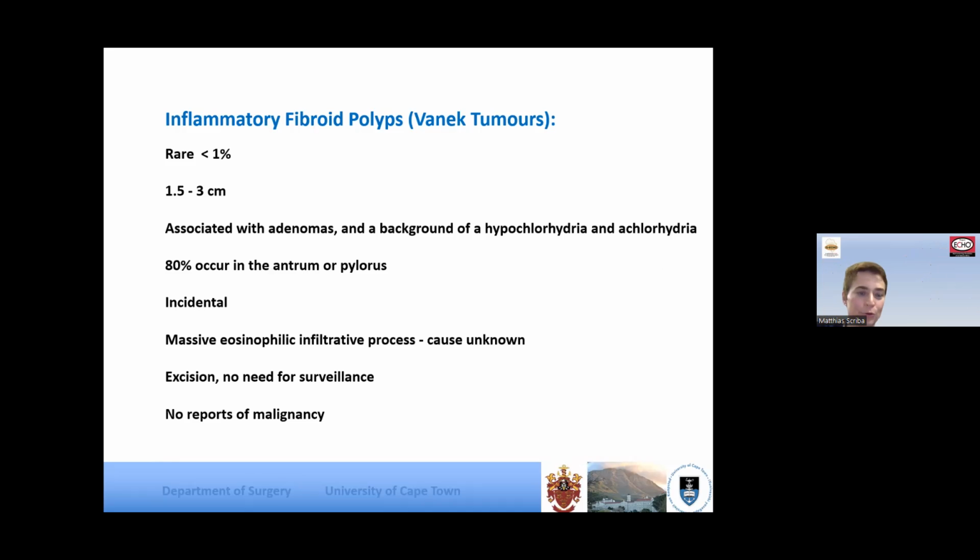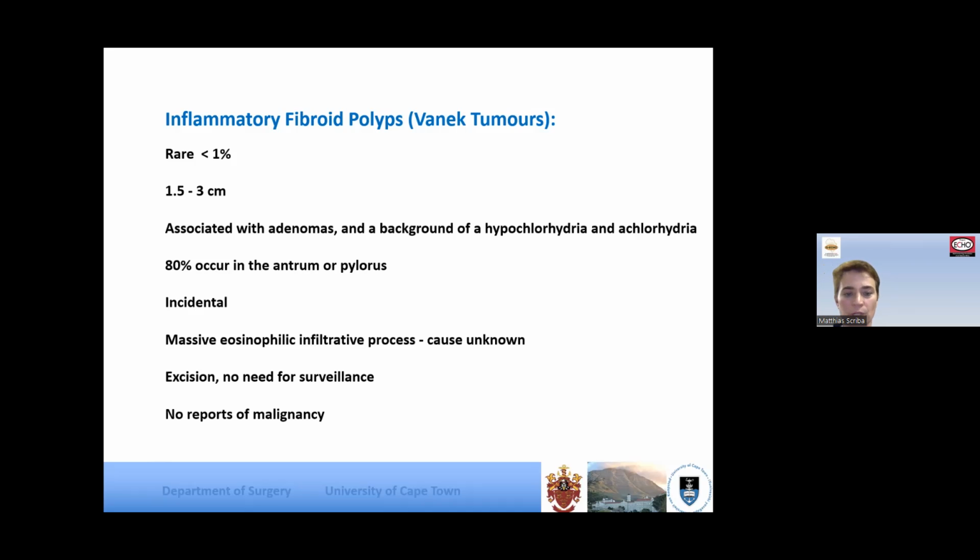So I think this is only the 3rd case that we've had in the last 10, 15 years that I'm aware of. So very rare. And as you can see here, they get quite chunky. From our case, definitely bigger than 3 centimeters. They are associated with adenomas, and most of them will occur distally as well, and quite pronounced within the pyloric channel region as well. Usually incidental.